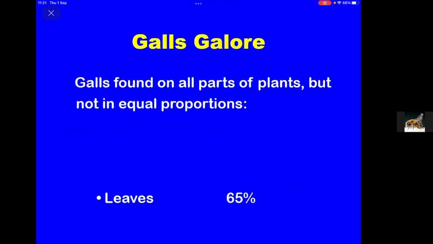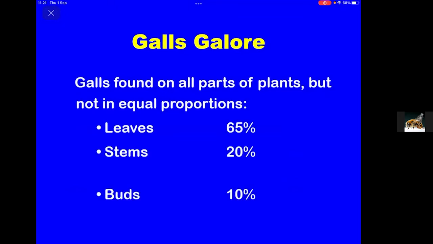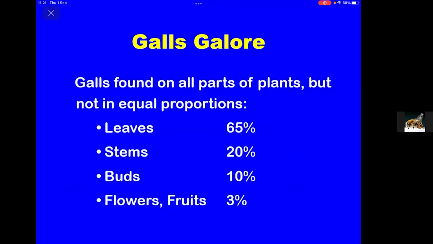They're found on all parts of plants, but not in equal proportions. So you see here the proportions of where they're found. And interestingly, the majority of galls are found on leaves. I say interestingly because we live in a part of the world where we have deciduous trees, and the leaves are only there for half the year, 6 months or 8 months or whatever. But they support more gall causers than any other part of the plants. But you can see from this that you will find them elsewhere.